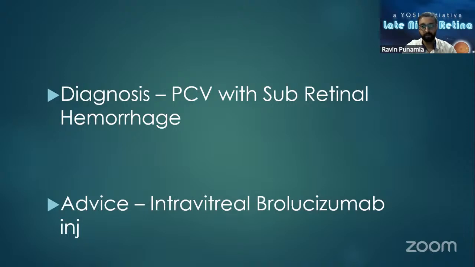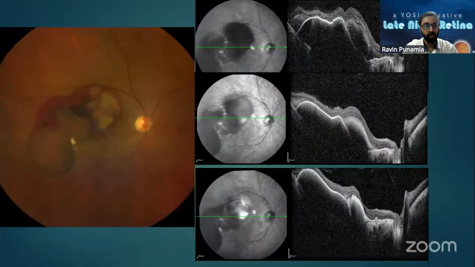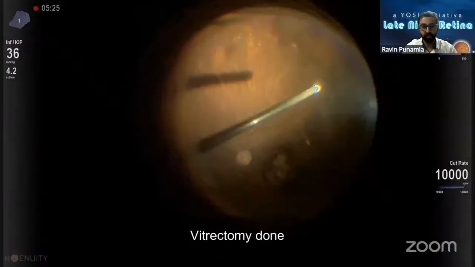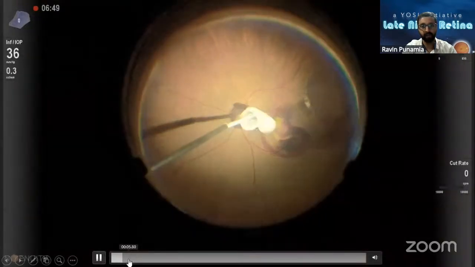Unfortunately, the patient was not willing for a surgical intervention. So we advised intravitreal brolucizumab injection, following which there was a reduction in the height of the PED, but the submacular hemorrhage was still the same. So we decided to go ahead with pneumatic displacement. Post pneumatic displacement, we saw that the PED height had reduced and the blood had started getting dehemoglobinized and also started organizing. So we decided to go ahead with a surgical intervention instead. And we performed a pars plana vitrectomy. Along with that, IVT assisted PVD was induced.